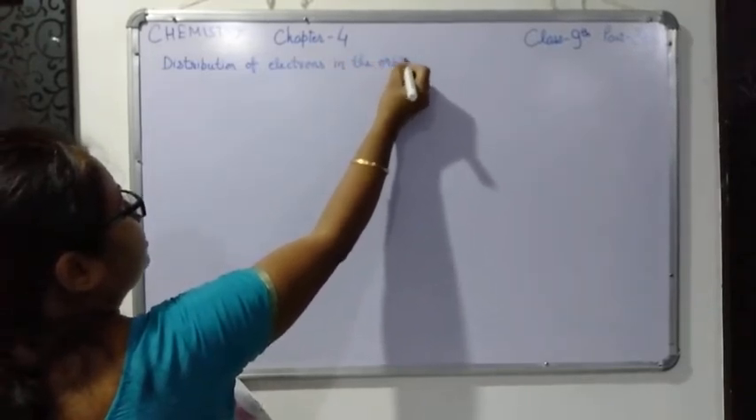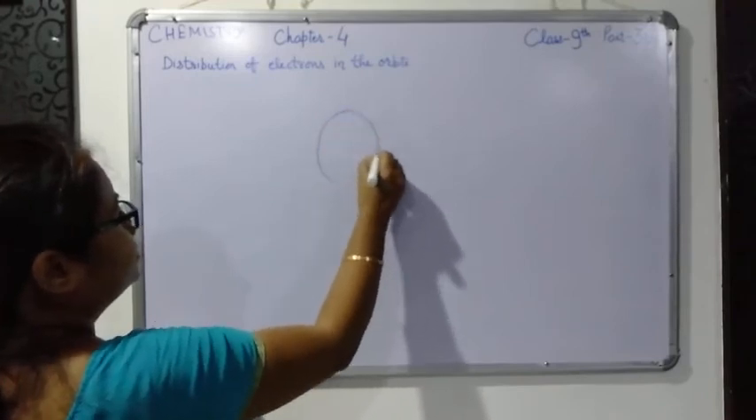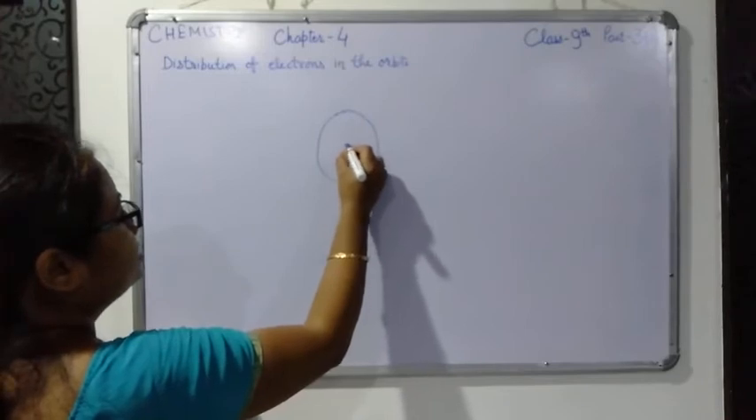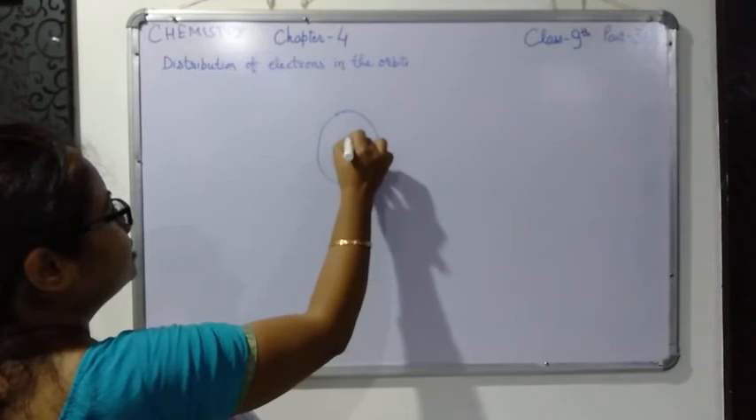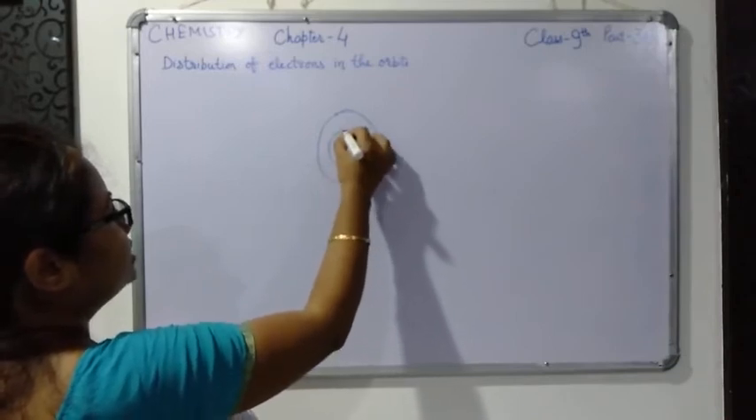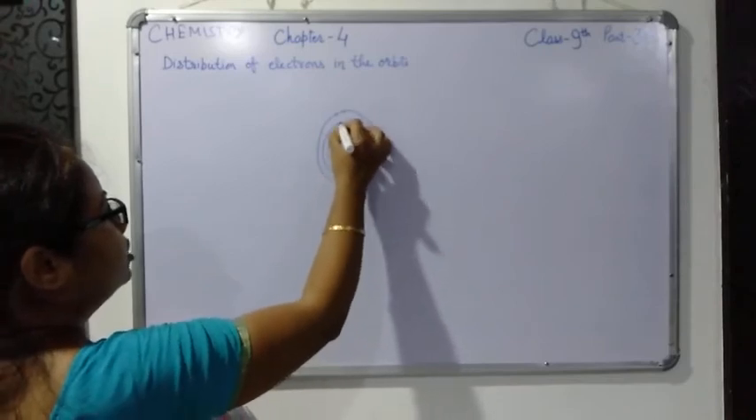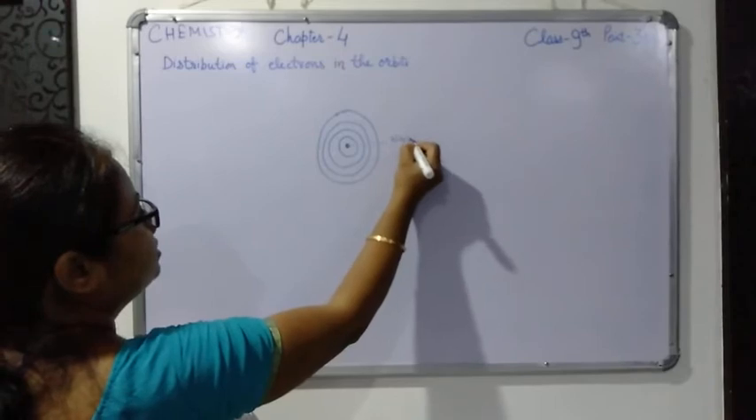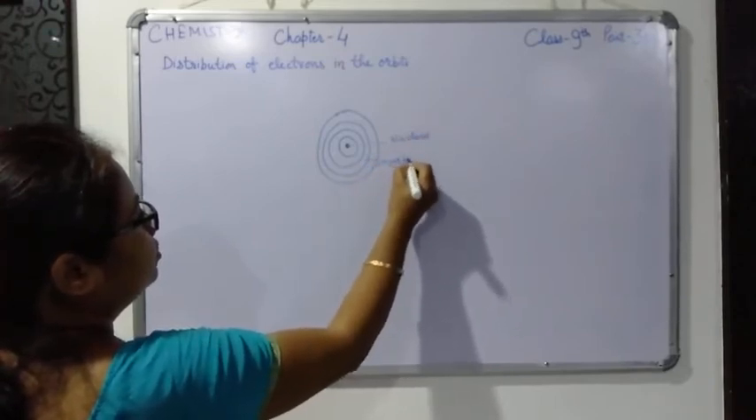I told you that an atom has a nucleus in the center, and around the center so many imaginary paths are there. They are called the orbits. So this one is the nucleus and these are the orbits.